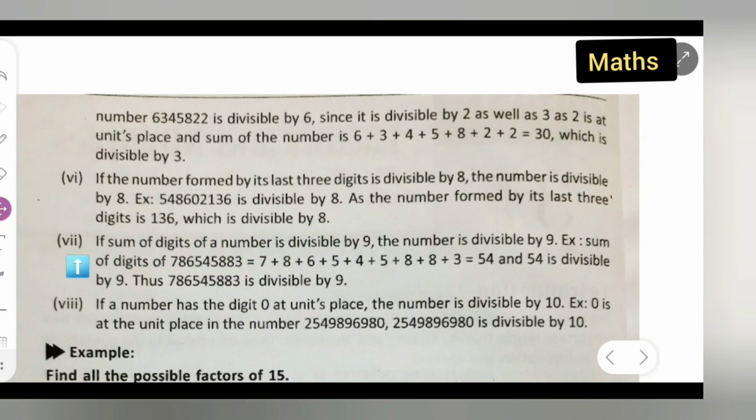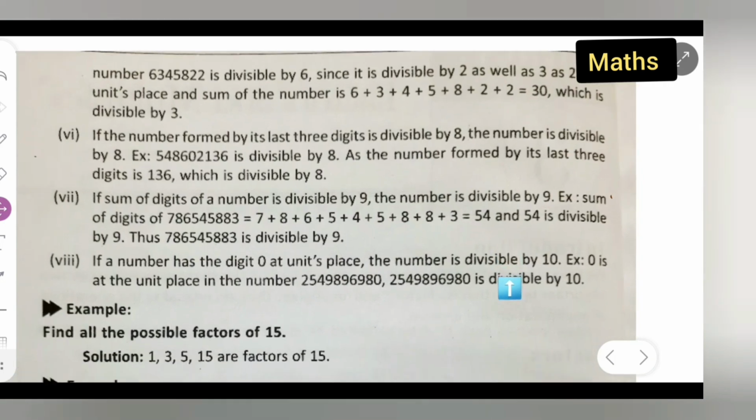So the seventh point is, if the sum of the digits of the number is divisible by 9, the number is divisible by 9. So sum means you'll have to add all these numbers. Example is given. 54 you all are getting. So 54 is divisible by 9, right? Thus this is divisible by 9, because you all are getting 54 in the table of 9.